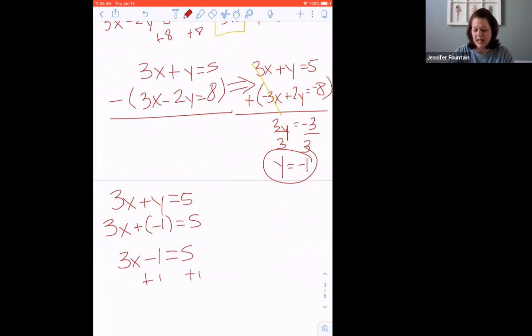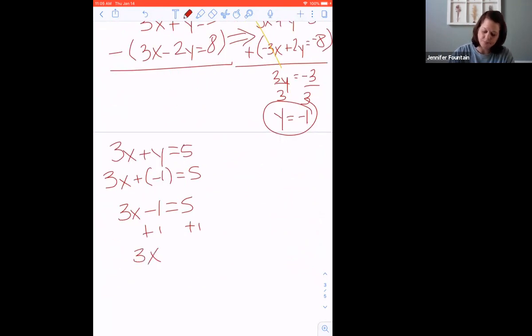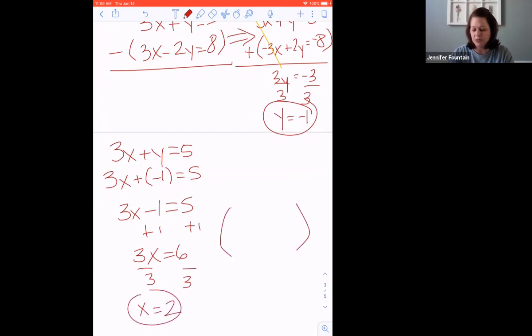Add 1 to each side. 3x equals 6. Divide by 3, divide by 3. And x is equal to 2. So my ordered pair solution, x is 2, y is -1. Any questions on that?